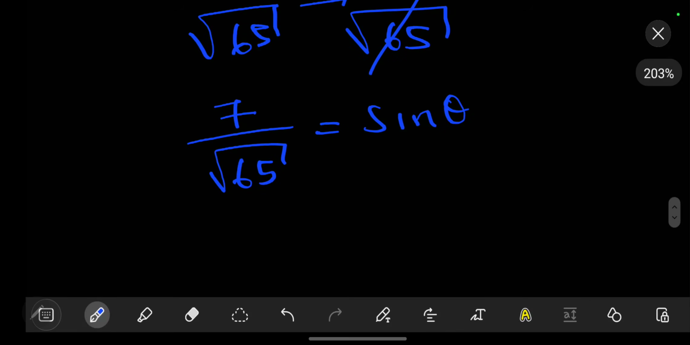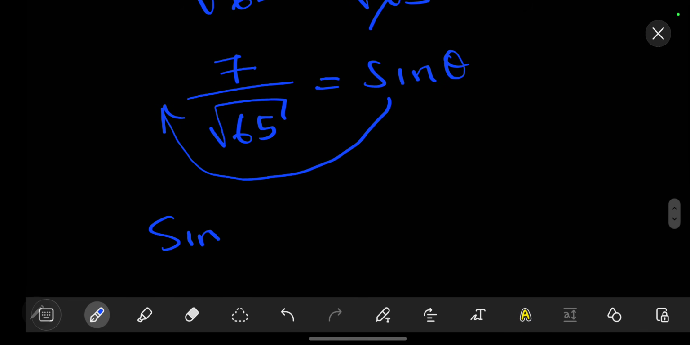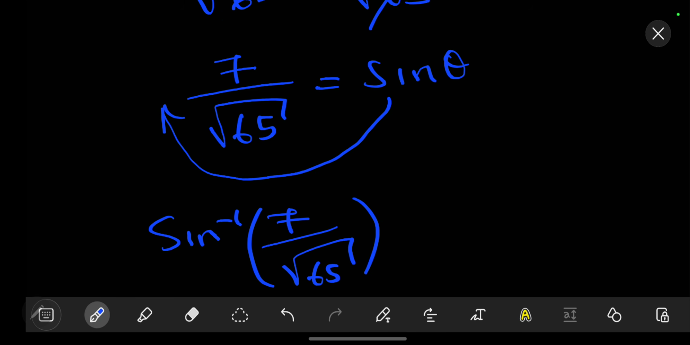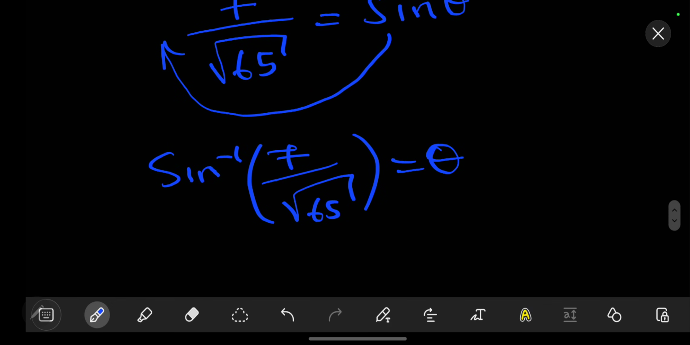From here, we take the sine to the other side, so we get the sine inverse of 7 over the square root of 65, which is equal to theta. When we find the sine inverse of this, we get 60.26 degrees. So this is our theta, and that is how you deal with the cross product.